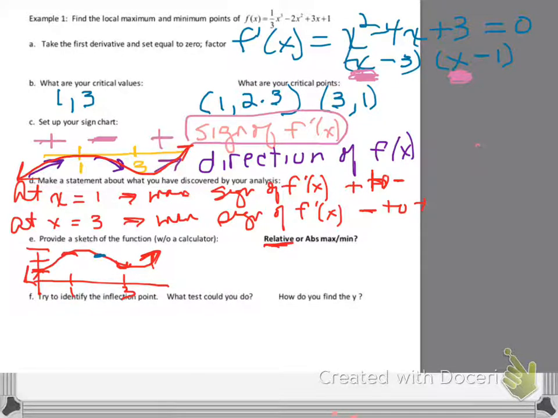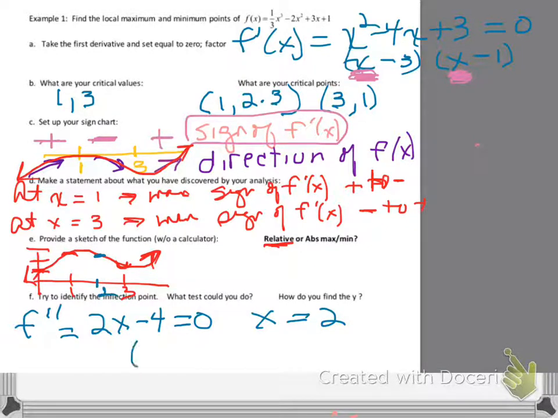How do I find that inflection point? Well, you take your second derivative, which, looking at my first derivative, will equal 2x minus 4. Set that equal to 0, and you get x equals 2. So that's right here at 2. That's my x value of my inflection point.